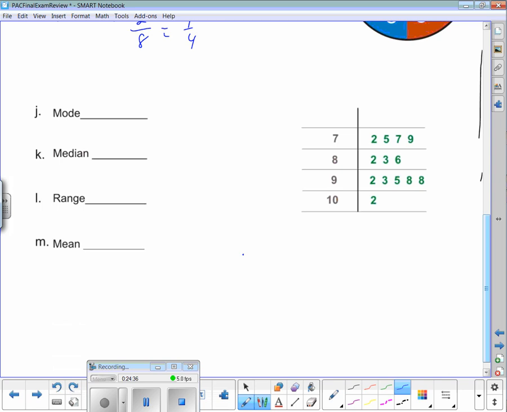Stem and leaf plot. Mode should be easy. Go ahead and write the mode. That won't take you long. And go ahead and do the median. Do the range. We don't have time for the mean. Do the mode, median, and range. Don't have time for the mean.